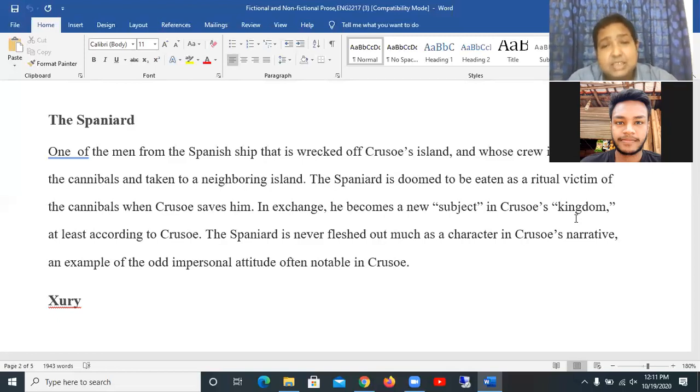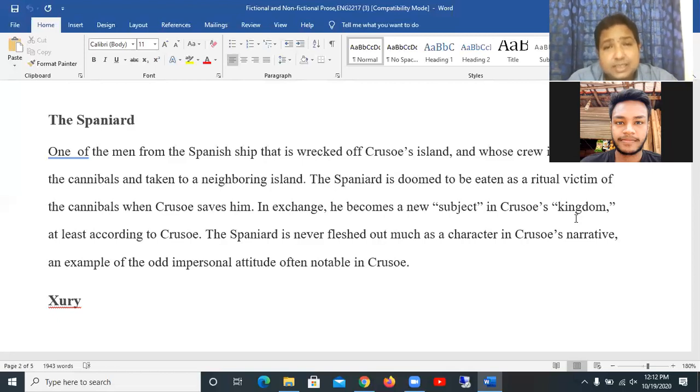The Spaniard is never fleshed out much as a character in Crusoe's narrative. So Crusoe didn't talk much about the character, about the behavior of the Spaniard. An example of the odd impersonal attitude often notable in Crusoe. So we know from our previous reading that Crusoe was not that emotional. So he didn't give us any idea about the characteristics of the Spaniard.